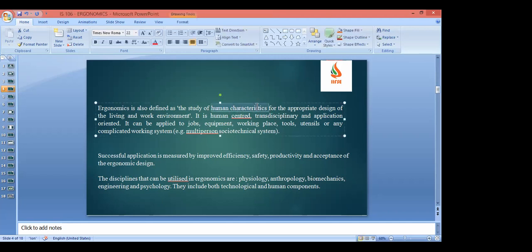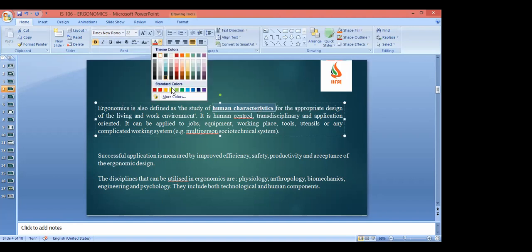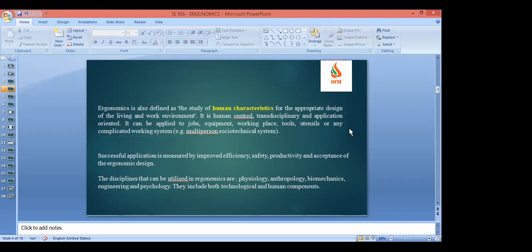So it will be used on human characteristics. Human characteristics in the sense, here it will be the height of the person. They will look into the minimum man height, and what will be their approach. How much weight they can lift, what will be the approach of those people. So they will take all the human characteristics and then they will design.